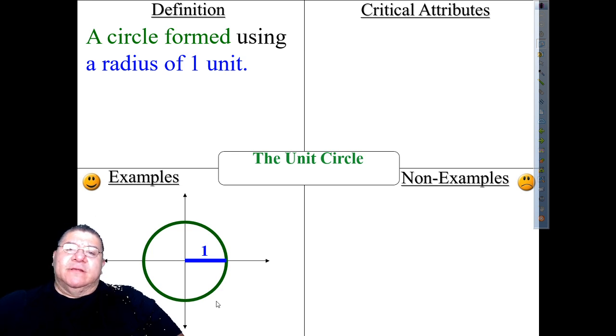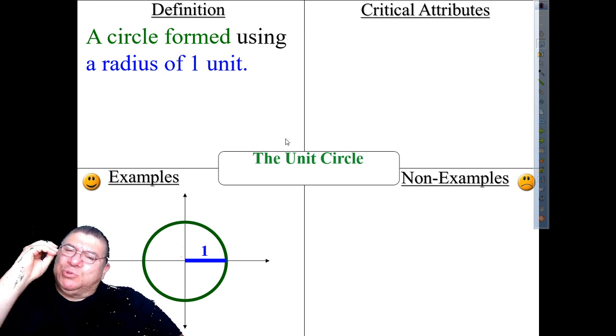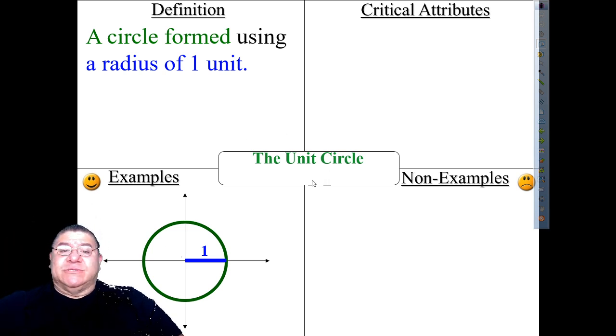Alright, so any questions on what the unit circle is? No, right? You're like, Mr. Q, this is easy. So yeah, it's a circle where the radius is what? 1 unit. So it's very obvious.